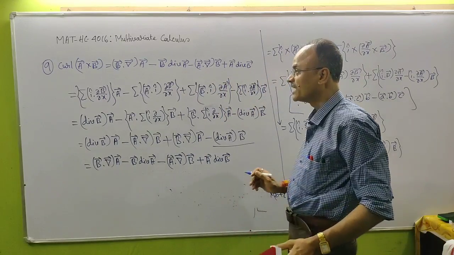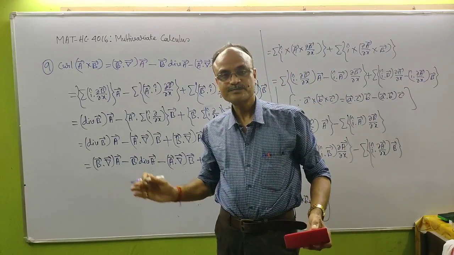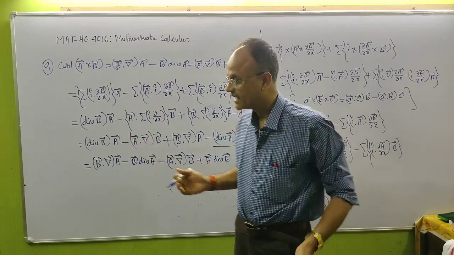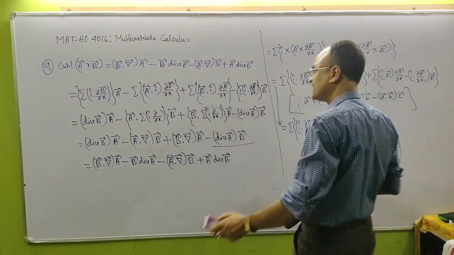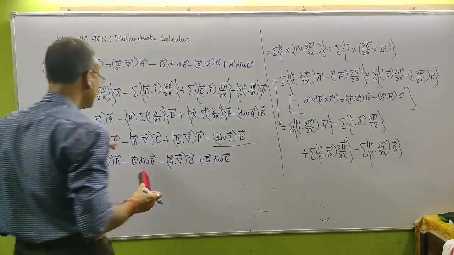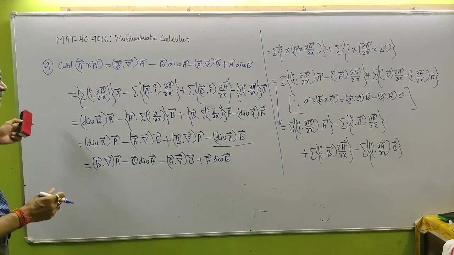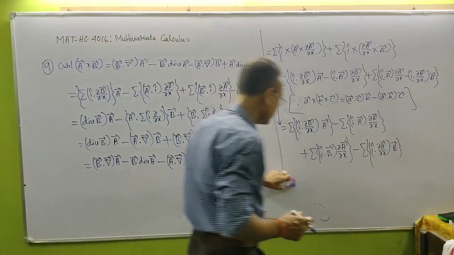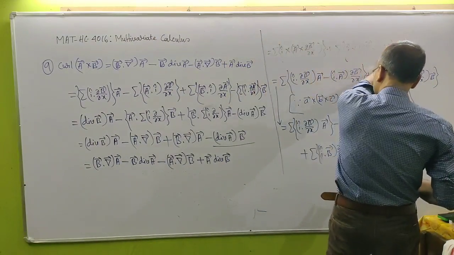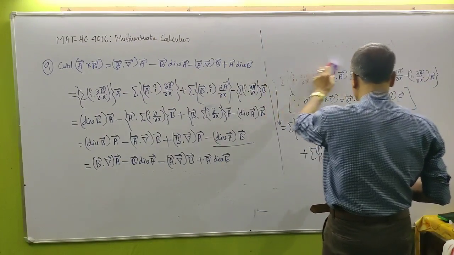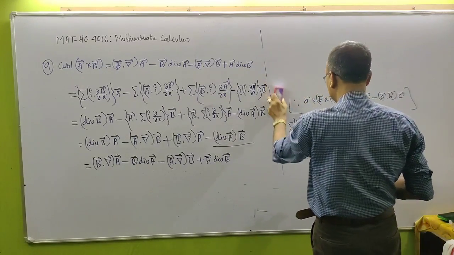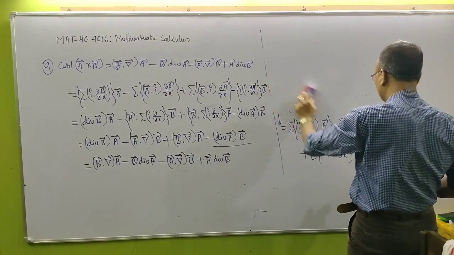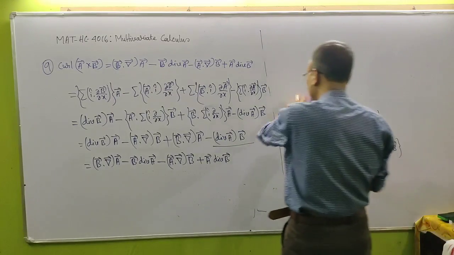Therefore, we have proved the vector identity number 9. Later, we have proved this one. Now, what is number 10? Let us try to prove the vector identity number 10. Number 10.